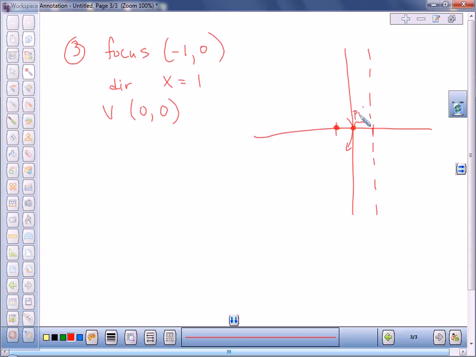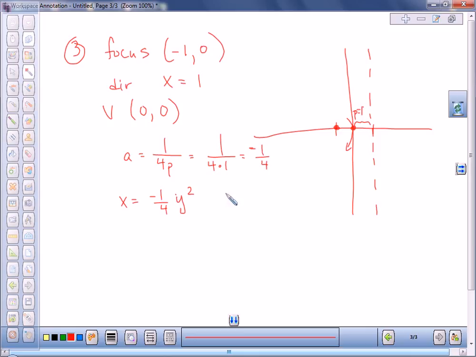So since we know that A is 1 over 4P, in this case it's 1 over 4 times 1, then we know that A is 1/4. But we also know it opens left, so we know that A is actually -1/4. So now I have everything I need for my equation. X equals, because it opens left, -1/4, y minus 0, so I don't even need the parentheses, plus 0.